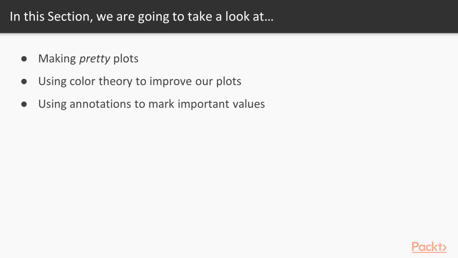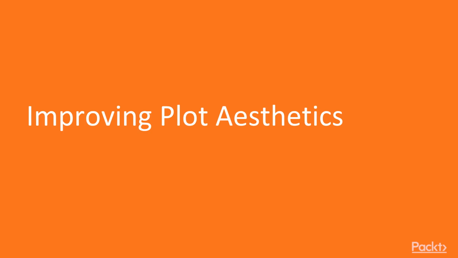In this section, the things we're going to be using to improve our writing skills, so to speak, are making pretty, aesthetically pleasing plots, using color theory and how the human eye perceives colors to better convey the information that our plots contain, and using annotations to bring the viewer's eye directly to the information that we want them to see. Today's video is going to focus mainly on plot aesthetics.